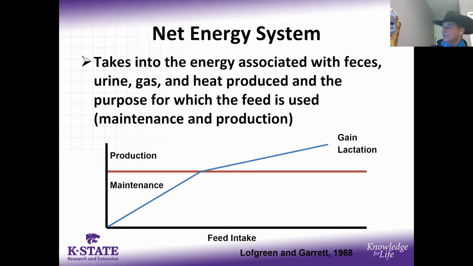The net energy system more reliably predicts the feeding value of feedstuffs as it accounts for the energy associated with feces, urine, gas, and heat production. An animal fed at maintenance is going to use energy within a feedstuff very efficiently. So if you're looking at the little graph here, that line is going to be a little bit steeper than an animal that's being fed to gain weight.